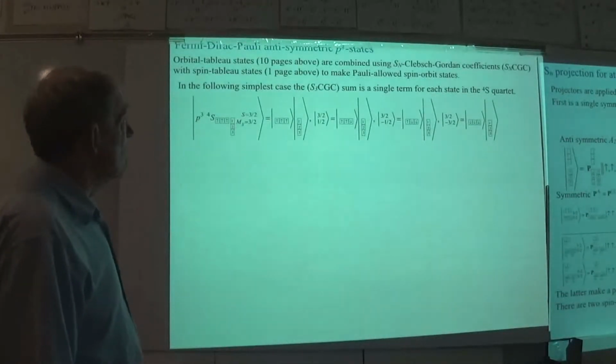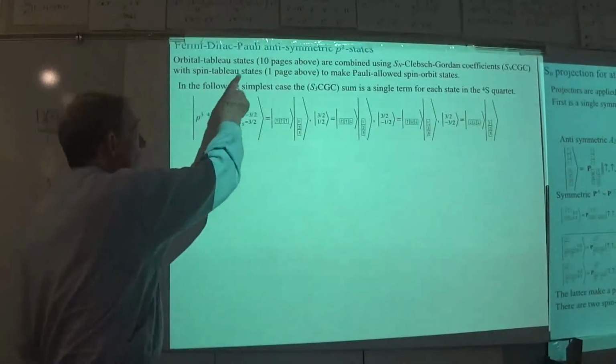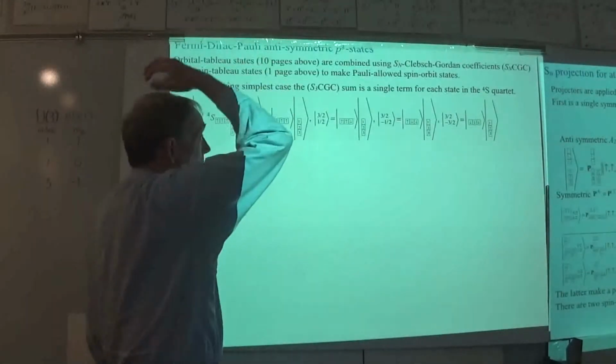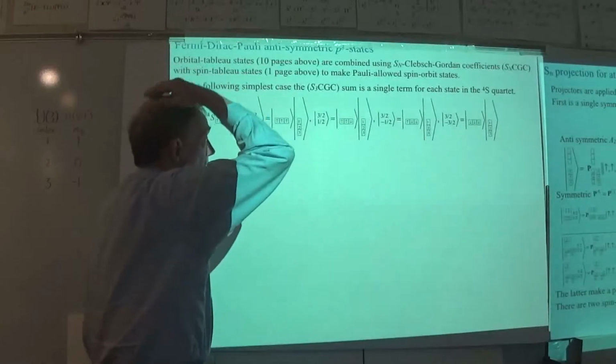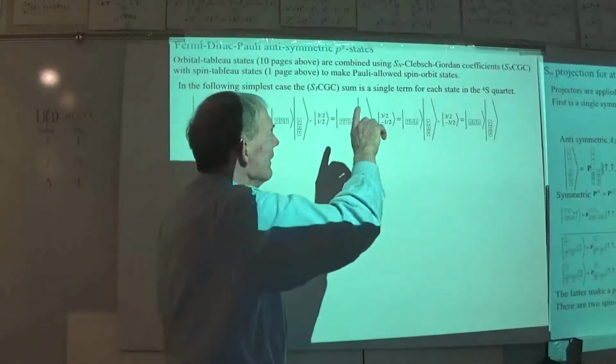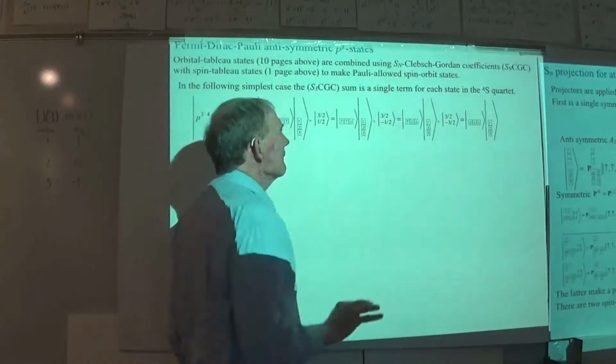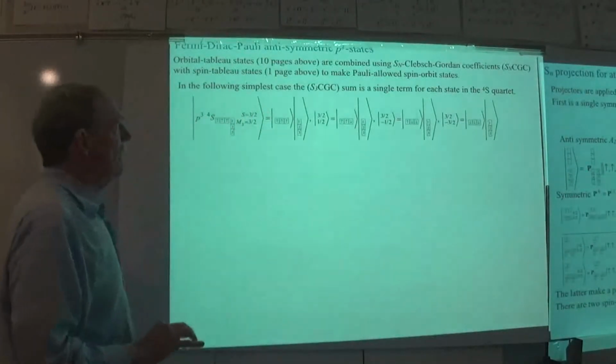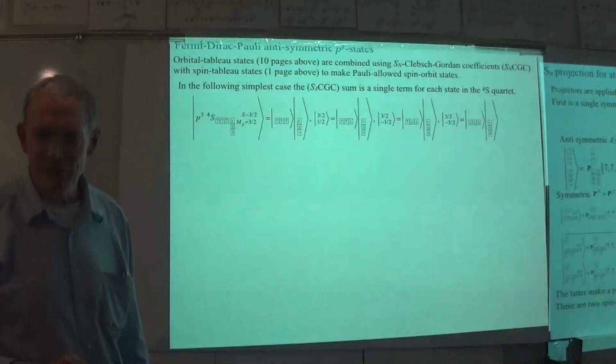Okay. Now, these orbital tableau states, as I say, are 10 pages above where we are now. We haven't gone very far in this lecture, have we? Time passes fast when you're having fun.